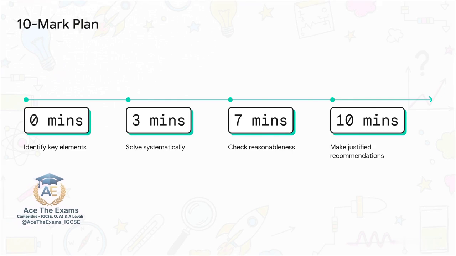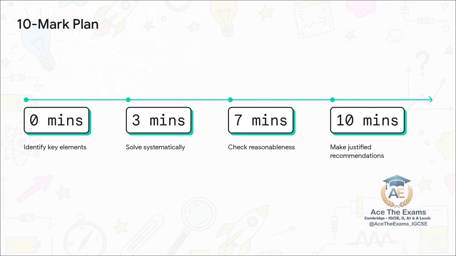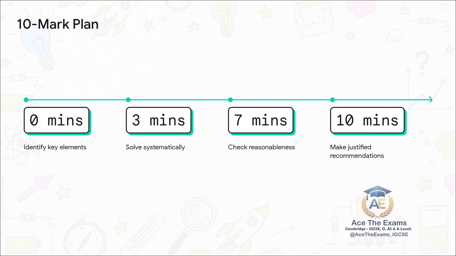At minute 7, you stop and check for reasonableness. Does your calculated frequency match the expected order of magnitude for visible light? If you got a negative frequency, you know you swapped E1 and E2. Catch it now. By minute 10, you are making your justified recommendations or conclusions perfectly formatted.